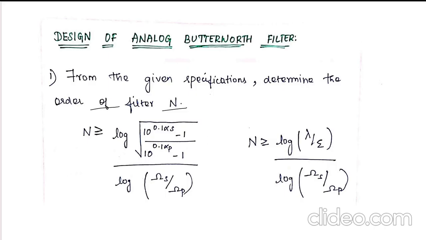When the given question consists of alpha s, alpha p, omega s and omega p, we will be using this formula to calculate n. But when the given question contains lambda, epsilon, omega s and omega p, we will be using this formula to compute the order n. How to derive this lambda, epsilon and all, we will be solving in the upcoming videos.